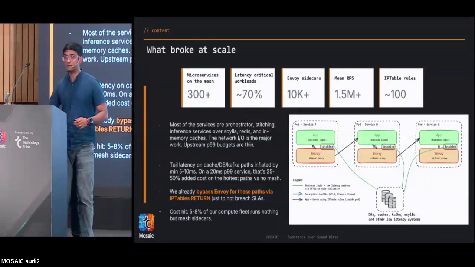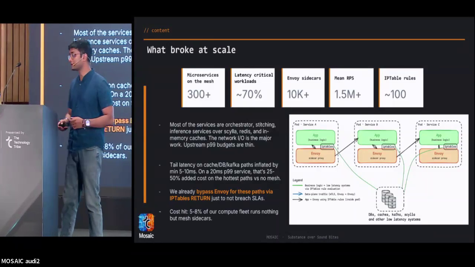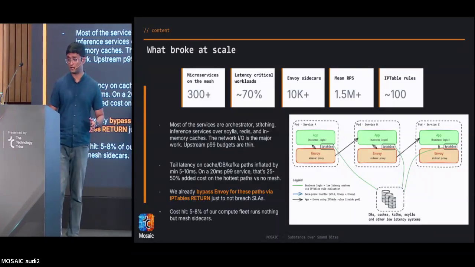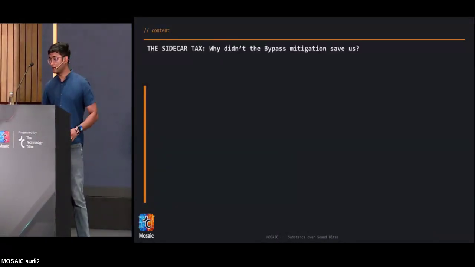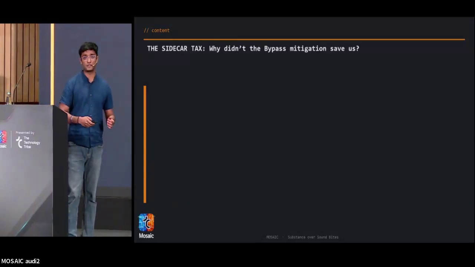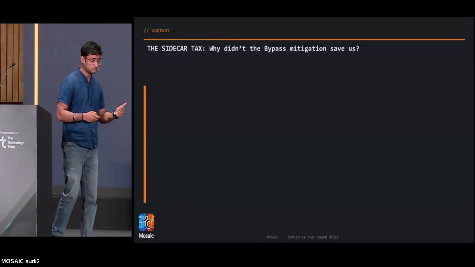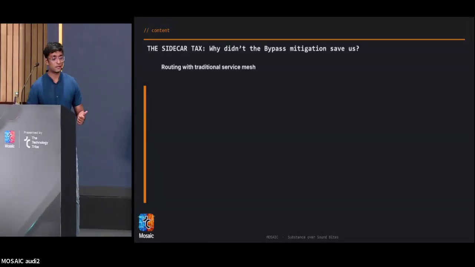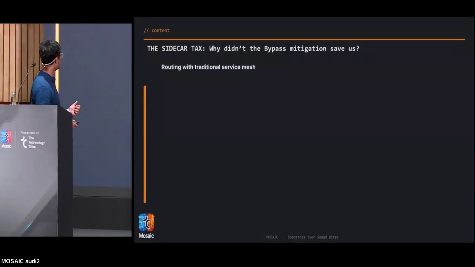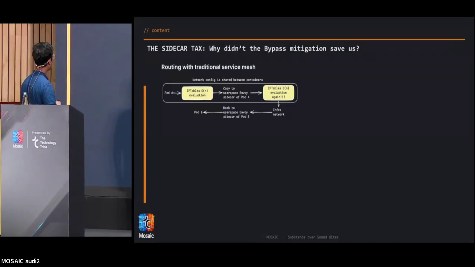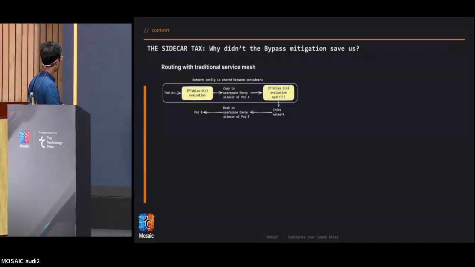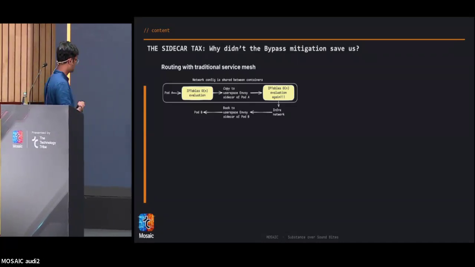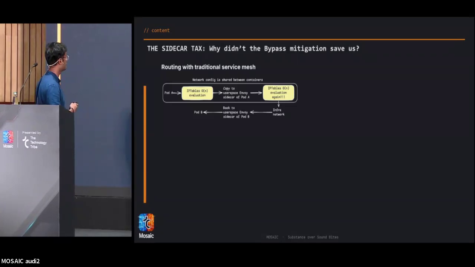Additionally, from the cost perspective, close to 5 to 8% of our compute was already running just the mesh sidecars. And let's talk about the sidecar tax, and why the bypass made from the IP tables did not save us. Traditional sidecar-based service mesh routing works something like this: let's say pod A is communicating to pod B. Packets of pod A will originate from there, and then they'll be evaluated by the IP tables, because IP tables live at the lower layer of your Linux stack.